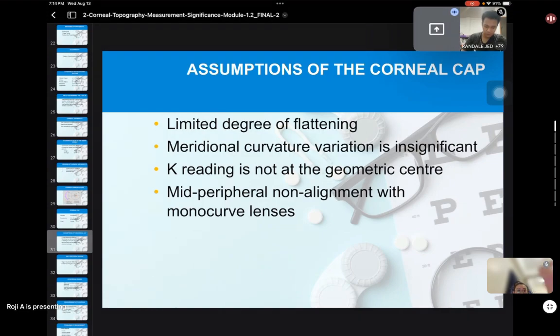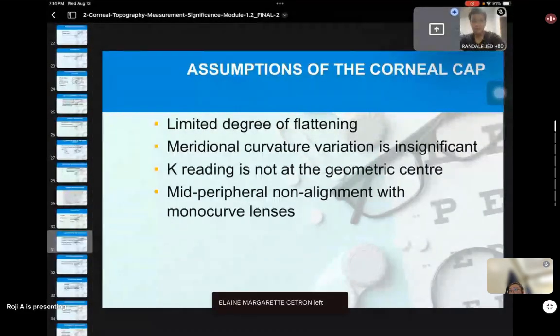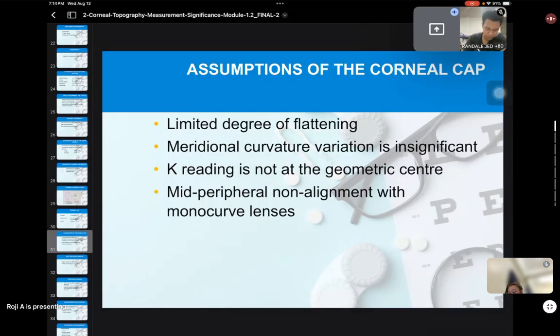Next, the assumptions of the corneal cap. Limited degree of flattening, of course, because from the center, we are assuming that it is the peak of what? The peak of Pikachu? The peak of what? The peak of the apex, right? Meaning to say, that's where the greatest curvature is. That's why there's a limited degree of flattening. Does that make sense, Zach?